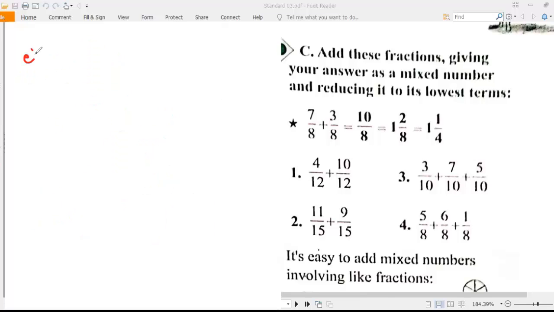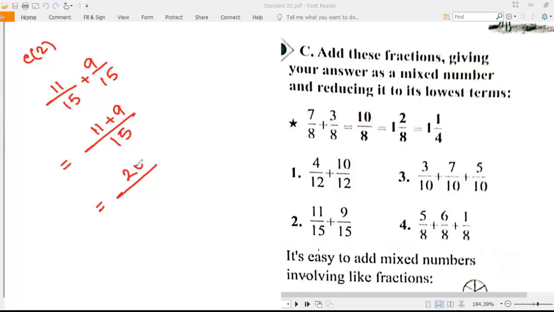Now C2. C2 says 11 divided by 15 plus 9 by 15. So both denominators are the same. So what will you do? We just have to add the numerators. 11 plus 9, that will be 20.